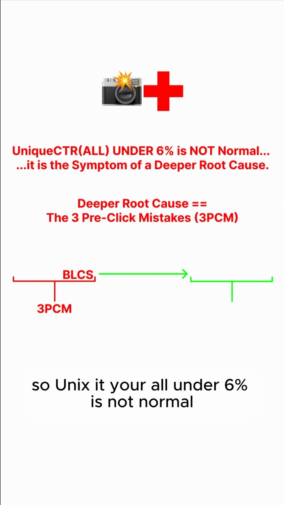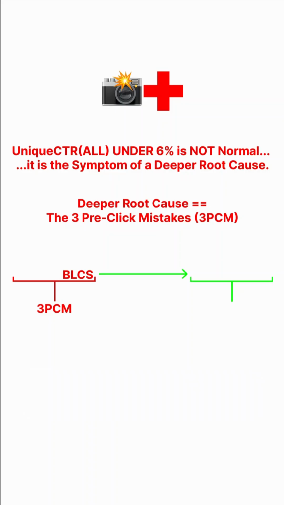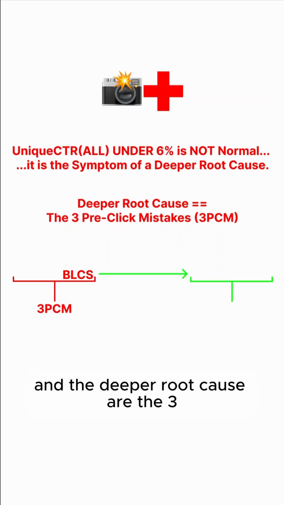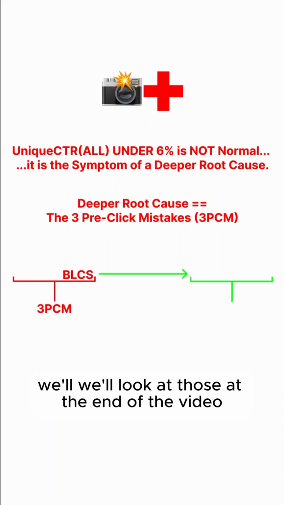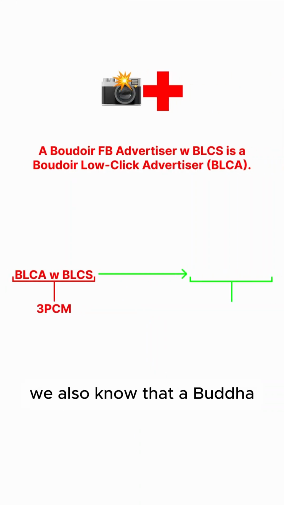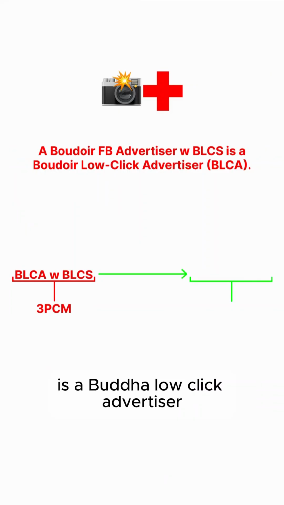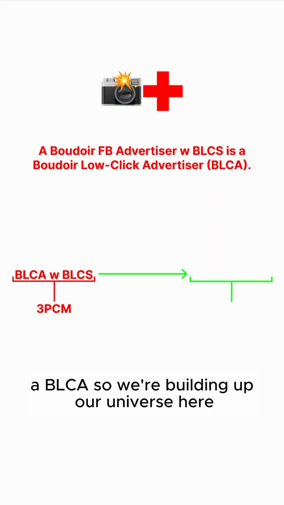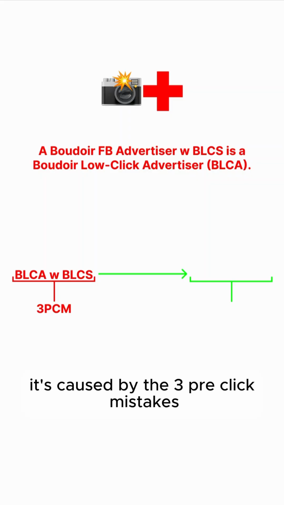So unique CTR all under 6% is not normal, it is the symptom of a deeper root cause. And that deeper root cause is the three pre-click mistakes. We'll look at those at the end of the video. We also know that a Boudoir Facebook advertiser with BLCS is a Boudoir low-click advertiser, a BLCA. So we're building up our universe here. Got our BLCA with BLCS. It's caused by the three pre-click mistakes.